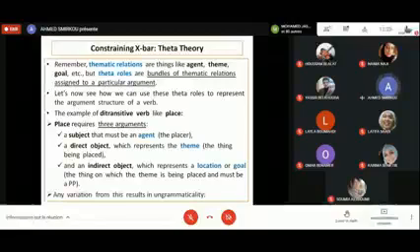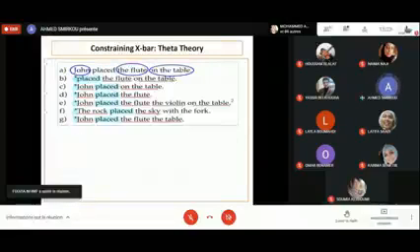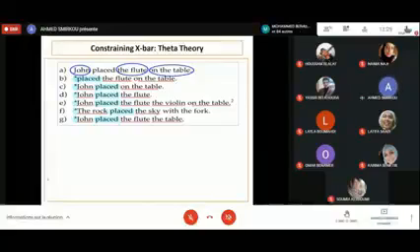So any variation from this results in ungrammaticality. If the verb place requires 3 arguments and you find only 2 arguments, this is ungrammatical. So pay attention to these sentences. This is a good example to have an idea about the exam. For example, the verb place. Only A here is correct. Why? Because the verb place requires 3 arguments: an agent, a theme, which is the flute, and a goal or location, which is on the table.